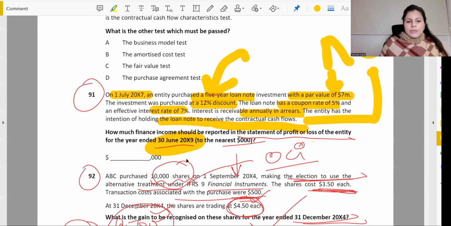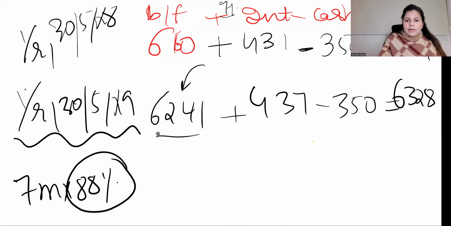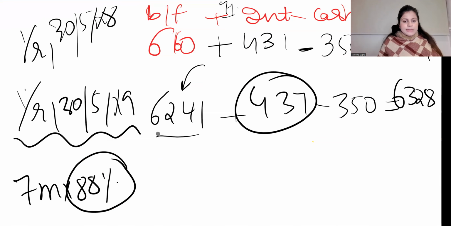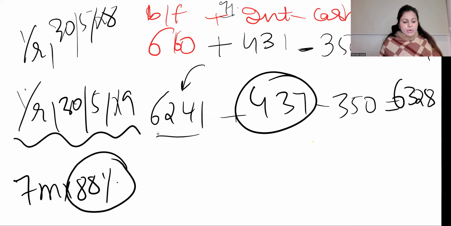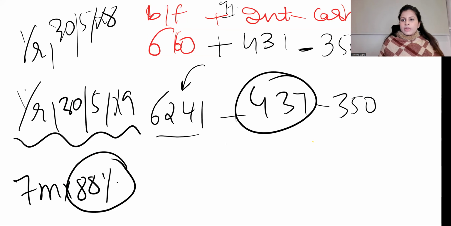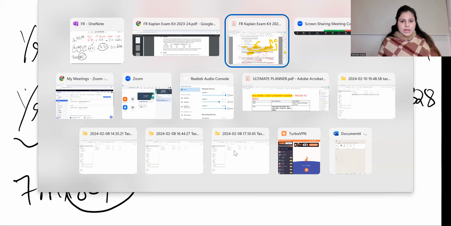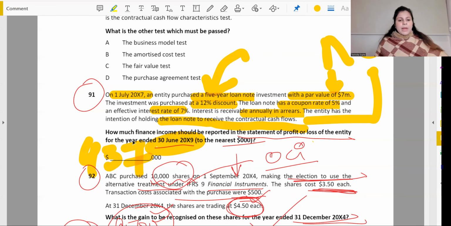So what do they want me to give as my answer? They're asking me what will be my finance income in the P&L for the year ended 30 June 2009. So what will be my finance income? 437. So my answer is 437,000. So let's write it and move on. 437,000 is my answer.